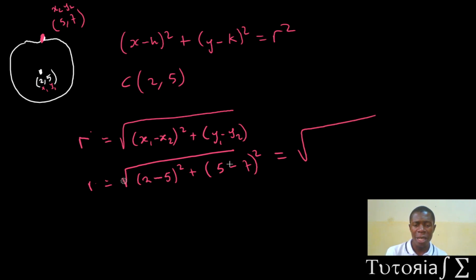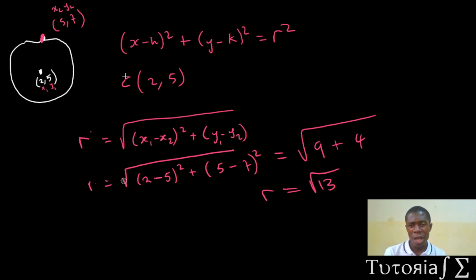2 minus 5, that is negative 3. Negative 3, everything squared, that will be positive 9, plus, so here 5 minus 7, that is negative 2. Then negative 2 squared, that will be positive 4. So we see that the answer is root of 13. So that is our r. Radius is root of 13.